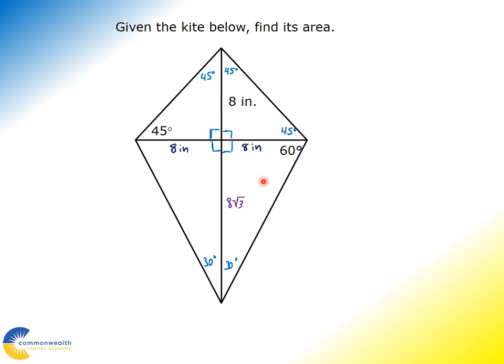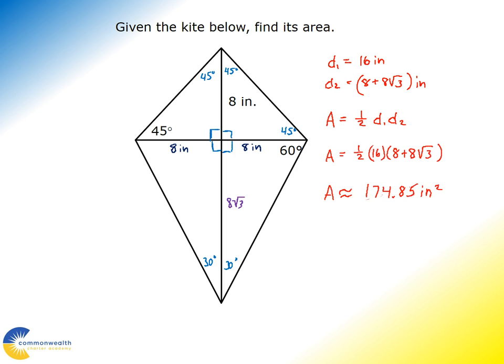But basically, the shortcut is I can use the formula. The area is 1/2 the product of the two diagonals. Now I have to make sure I measured the entire diagonal. This diagonal here is 16 inches. This diagonal here is going to be 8 plus 8 square root 3, whatever that total ends up being. So I put those numbers into the right places, and then I evaluate it, and that's approximately 174.85 square inches.